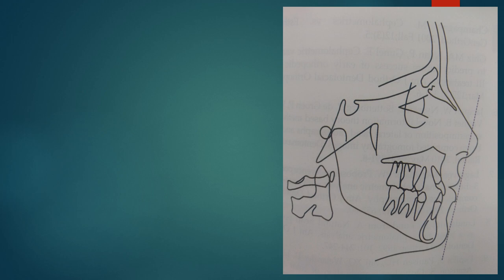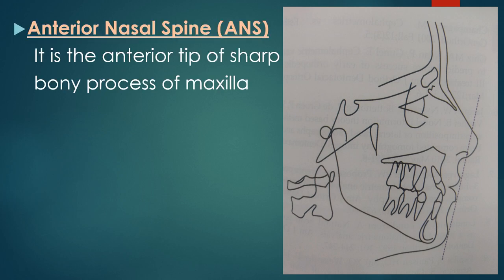So guys, let's start with anterior nasal spine. Anterior nasal spine is the anterior tip of sharp bony process of maxilla. It is located somewhere here. See, this is the sharp bony process of maxilla. A, S. Anterior nasal spine.